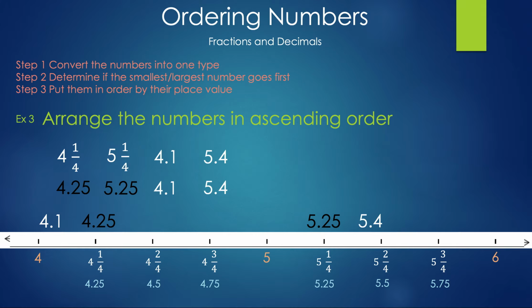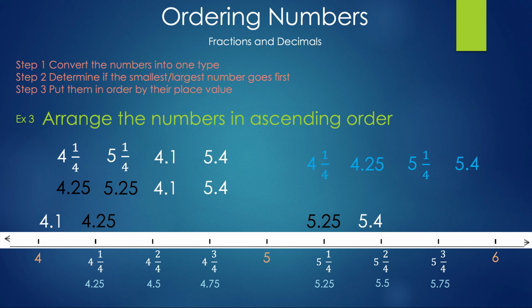So now we have our 4 numbers there in order, but now we need to figure out if we need to put it in ascending or descending. The question says ascending, so we need to start with the smallest number. And now we need to convert the numbers in black to the original numbers. So there we have it.